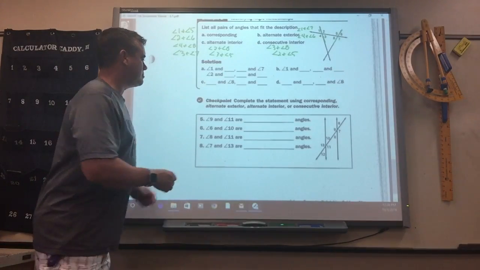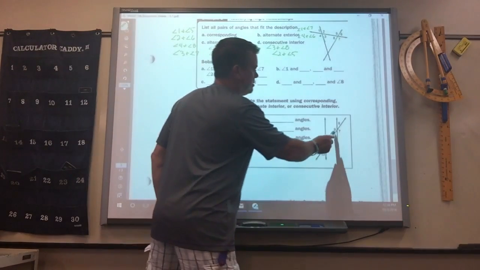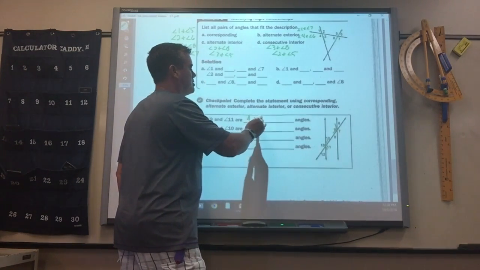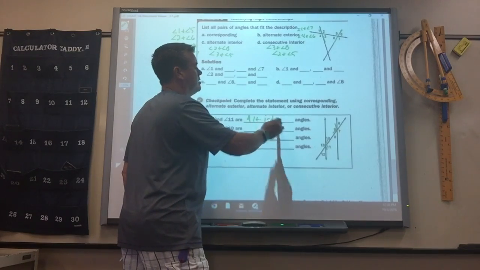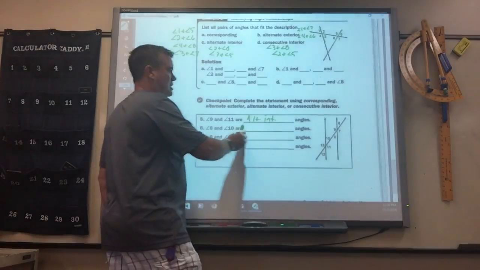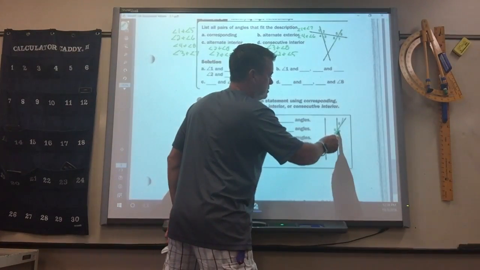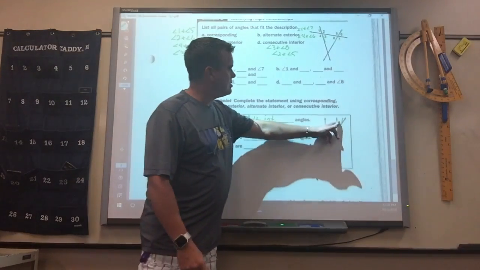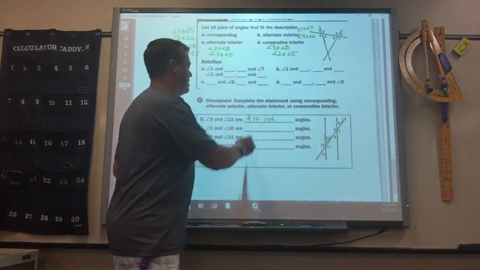Okay. So 9 and 11, alternate interior. These are alternate interior, yep, so you can just abbreviate alt int. 6 and 10, they're corresponding, yep. 6 is the top right, 10 is the top right.